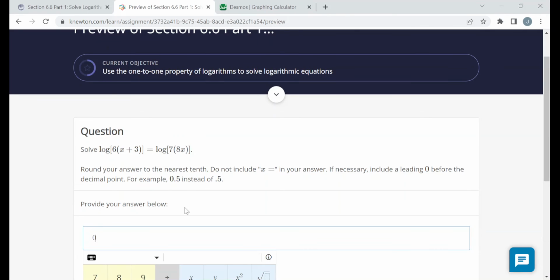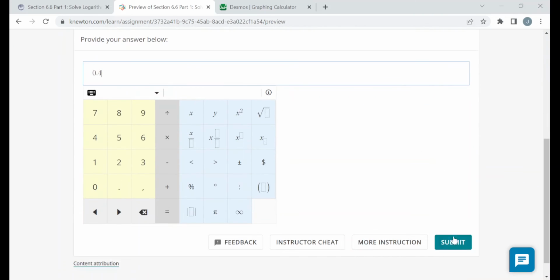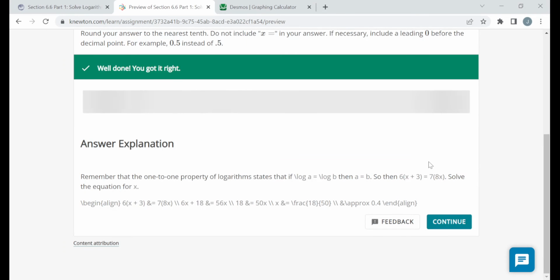Yeah, and then they said put a leading 0 if there's a number between 0 and 1. So 0.4 is our rounded answer. Great.